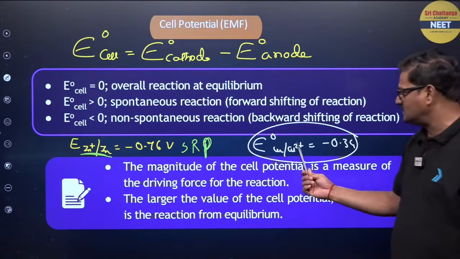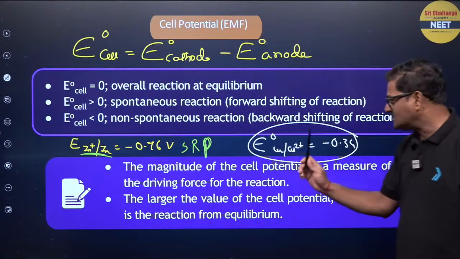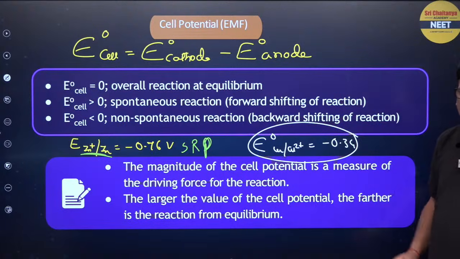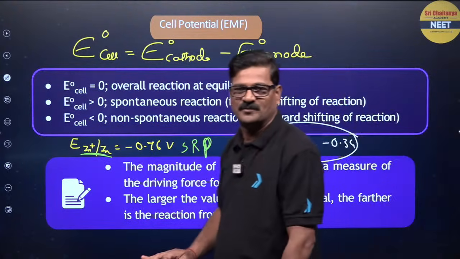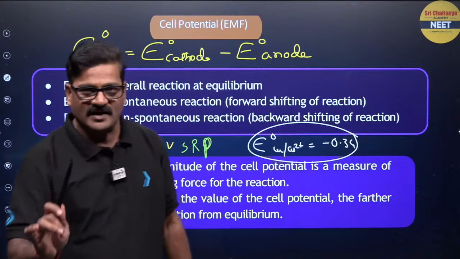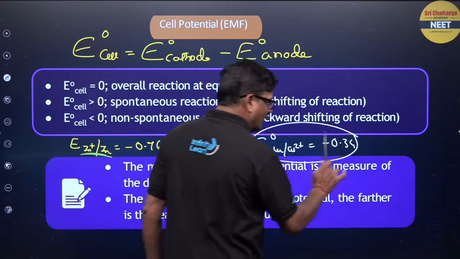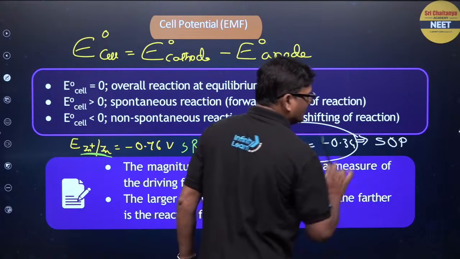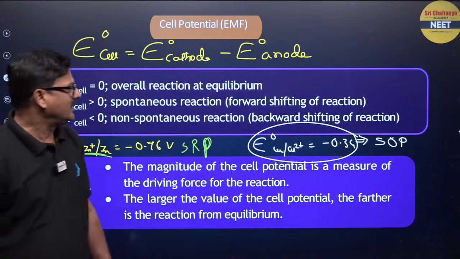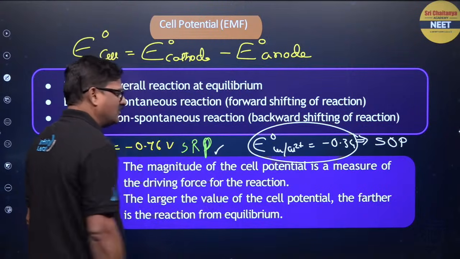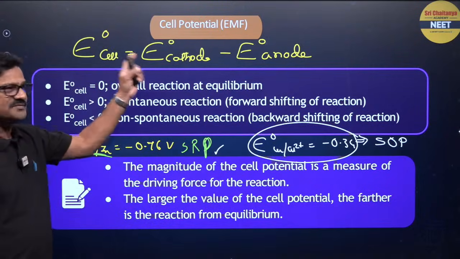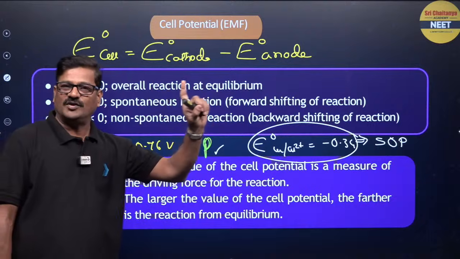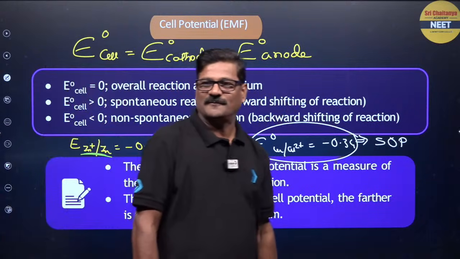Could you tell me what is this process? Copper 2 plus is formed, copper loses 2 electrons. So loss of electron is an oxidation. So the value for the oxidation process is called the SOP value. Anyway, we focus here on the SRP value. According to the SRP value, E naught cell is equal to E naught cathode minus E naught anode.